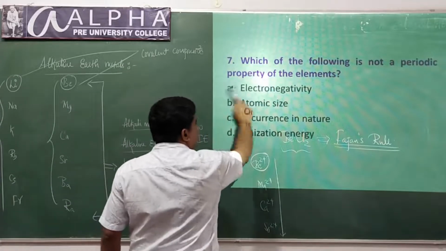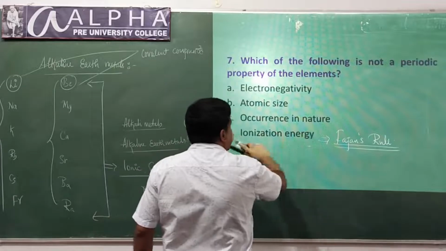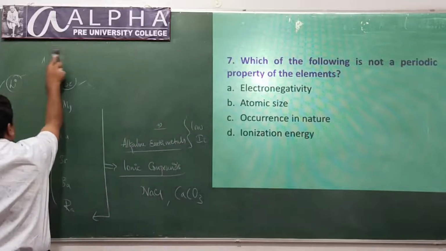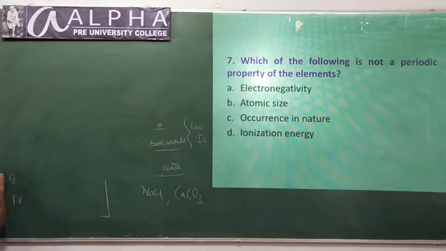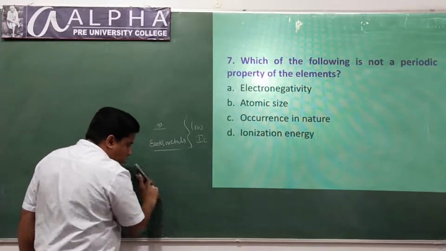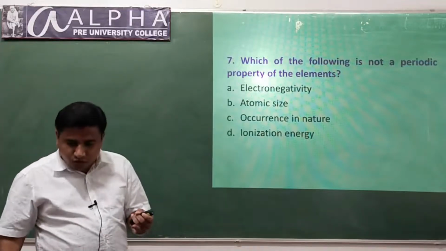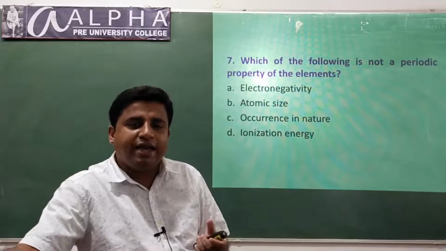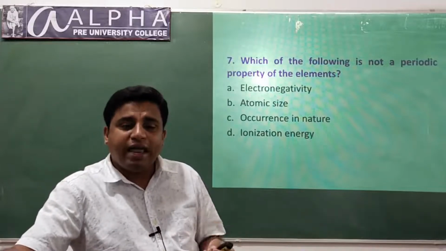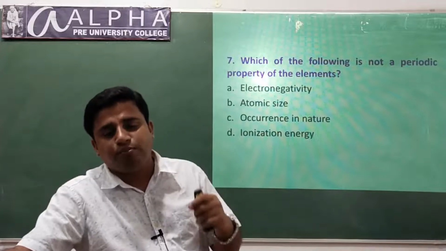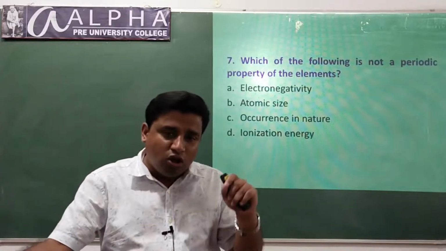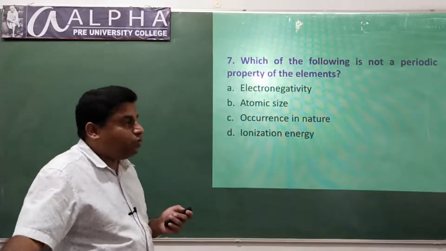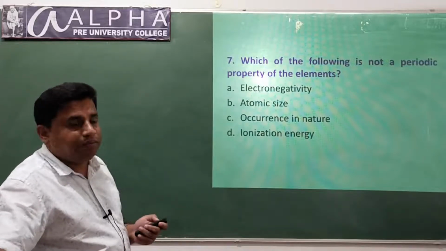The next question says, which of the following is not a periodic property of the elements? Which are the different periodic properties of elements, students? Which are the periodic properties we have already covered? Atomic radii is a periodic property. Ionic radii is a periodic property. Ionization enthalpy, electron gain enthalpy, electron affinity, metallic character, non-metallic character, melting point, boiling point, chemical reactivity. These are all periodic properties of an element. Now, the question is, which of the following is not a periodic property of the element?